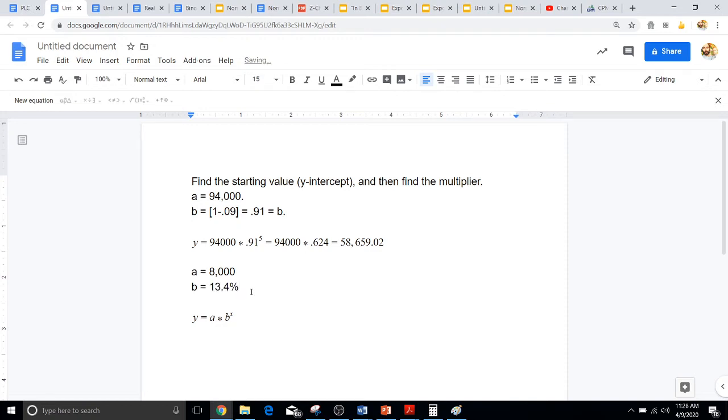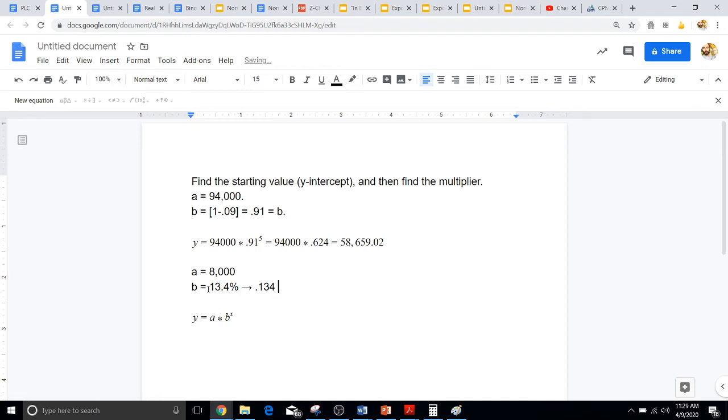We know that in order to get a percentage into a decimal, we need to take the decimal point and move it 2 spaces to the left. This means we're going to take 13.4% and move this decimal once and twice until it's in front of the 1. This gives us 0.134. This is our decimal for our percent.